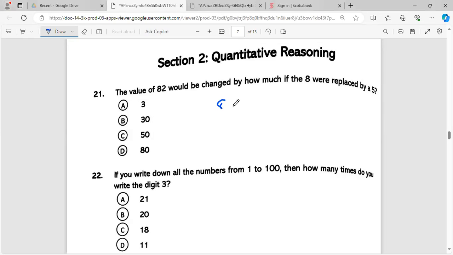So you have 82, right? And they say replace this 8 right here with a 5. So the number would be now 52. So what would be the difference between 82 and 52? 30, sir. 30. Yeah, correct.